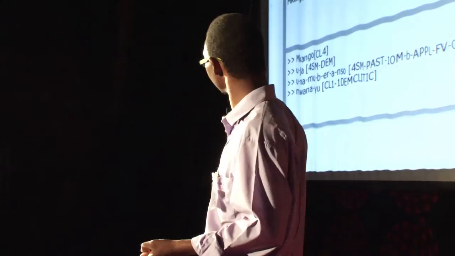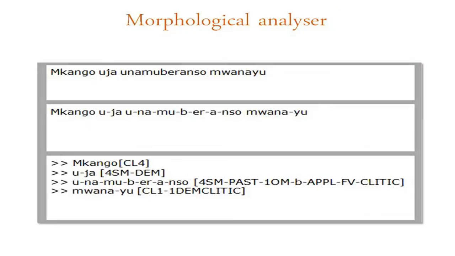For example, here I have an example of mkango uja unali mpanso, unamubelanso mwana wanu. So it's telling you that mkango is in class 4, which is mumi class, and mwana uja is in class 1, which is mua class, and all those things. So it's able to break that and tells you what's in the context.